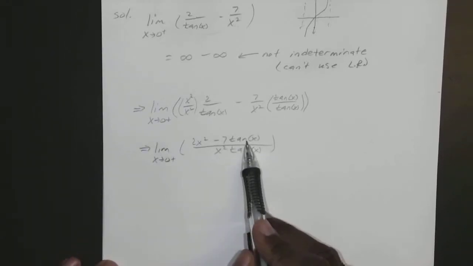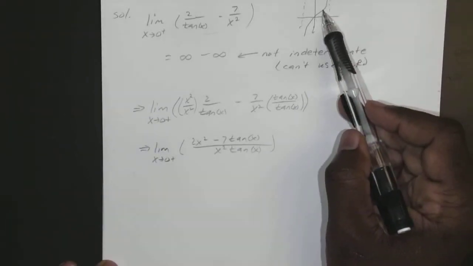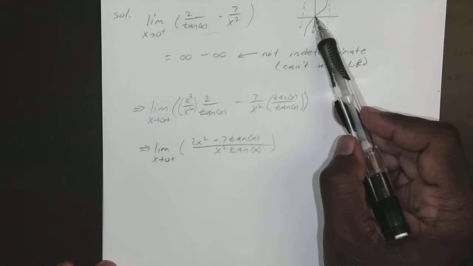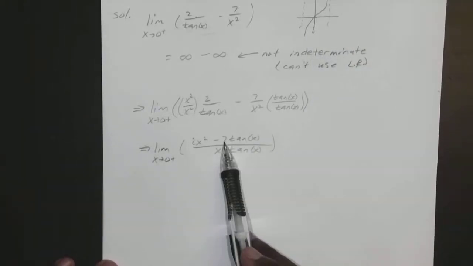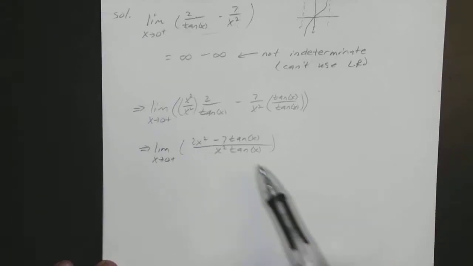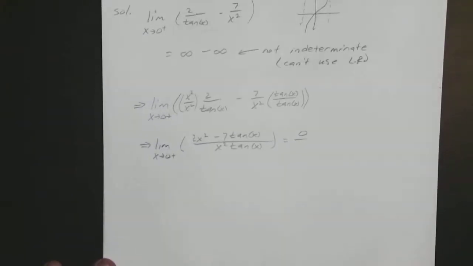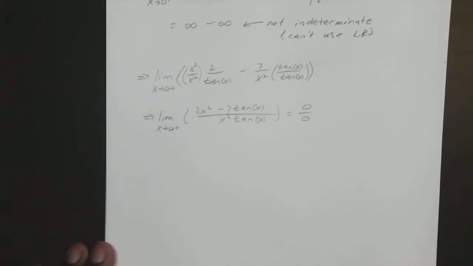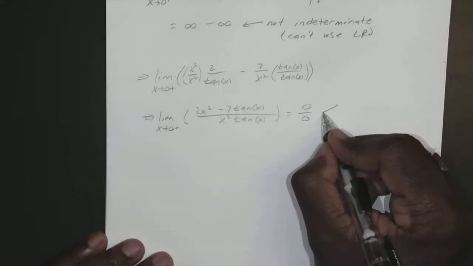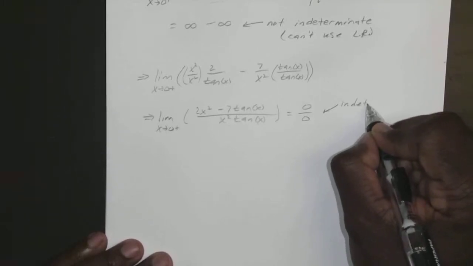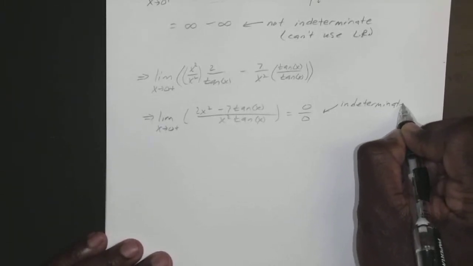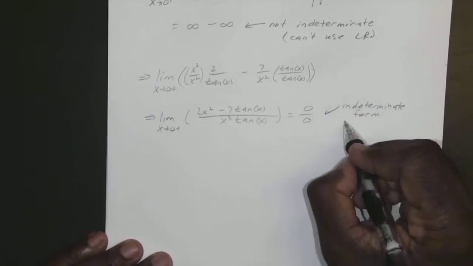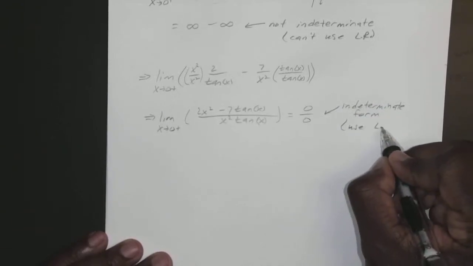Okay, so we know that the limit of tangent of x, as it's getting closer and closer to 0 from the right, is actually equal to 0. So you have 7 times 0 and 2 times 0, which is just 0. And here, if you plug in 0, 0 times anything is just going to be 0. So we have our indeterminate form, which means we can use L'Hopital's rule.